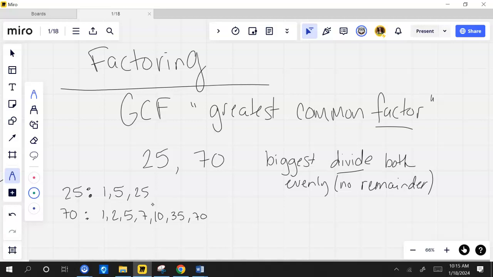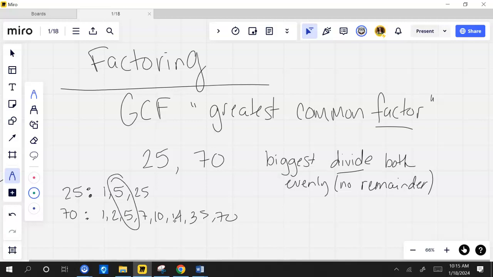14 go in? Oh, 14 and 5. 14, 35, and 7. Okay, so out of those listings of numbers, what is the biggest one that they share? And that's my GCF. So the GCF would be 5.